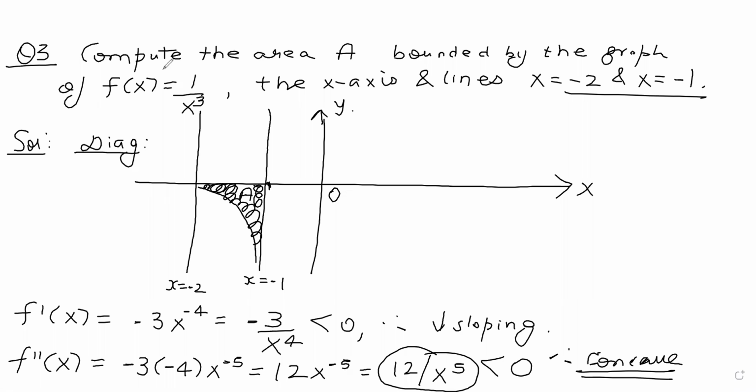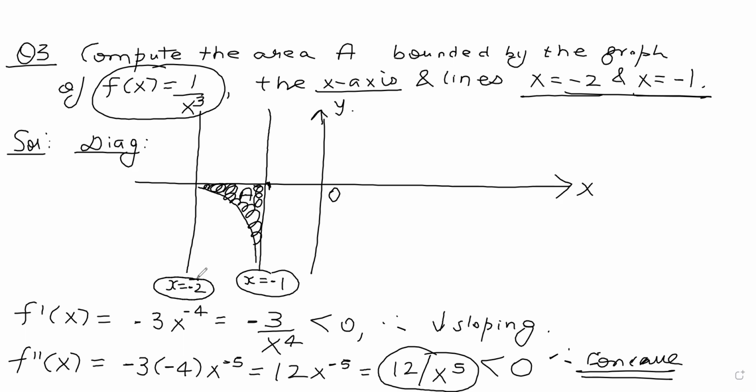We are given the function f of x equal to 1 upon x cube. We need to find the area bounded by the x-axis and the lines x equal to -2 and x equal to -1. Now draw the line x equal to -1, draw the line x equal to -2.